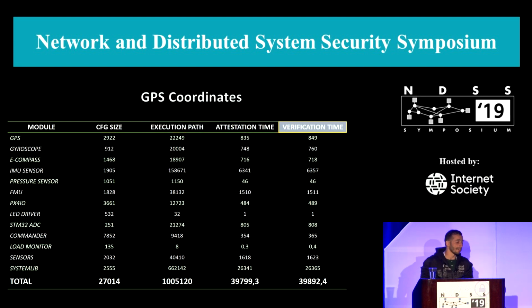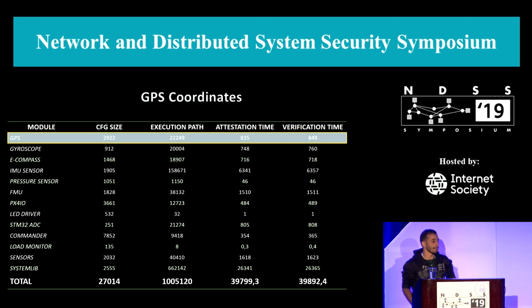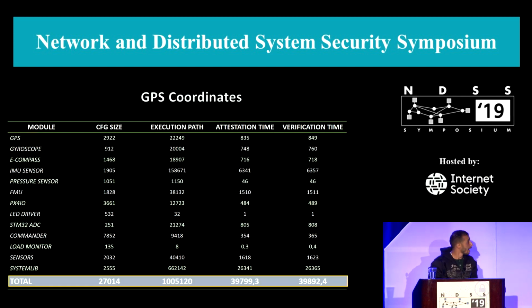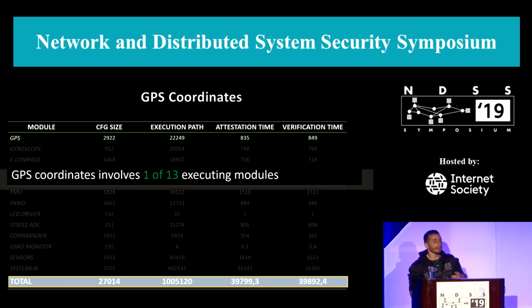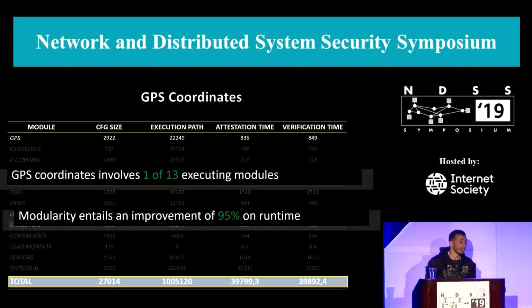And what we can see from this table is that when GPS location is actually generated, 13 modules are executed, and only one of these modules is actually critical for the generation of the GPS data. It's actually influencing the value of the GPS data. So this gives us a saving of actually 95% on runtime when running the control flow attestation for the whole device.